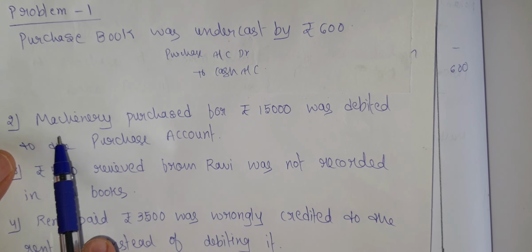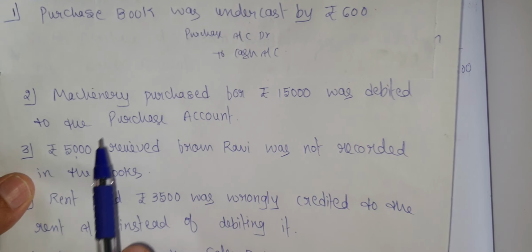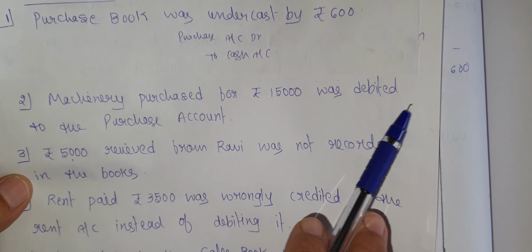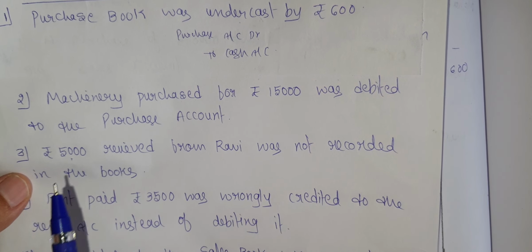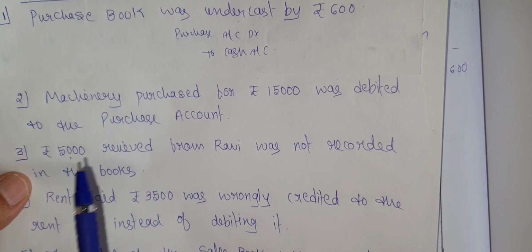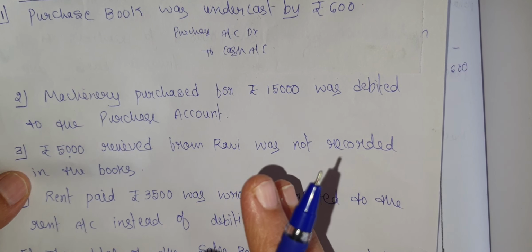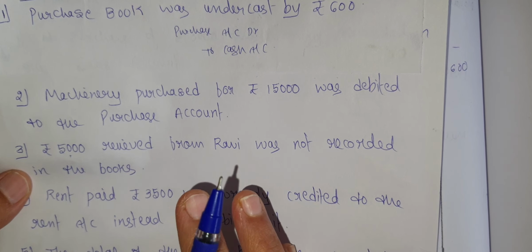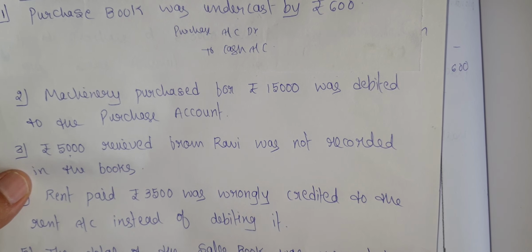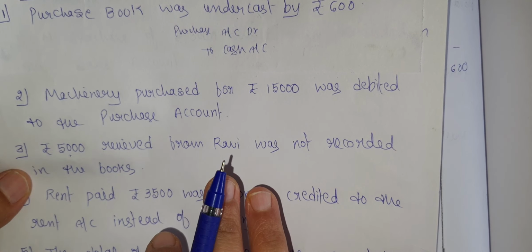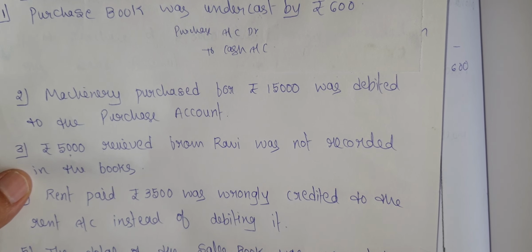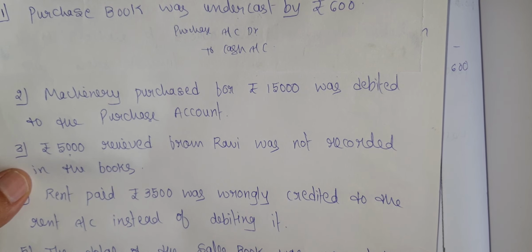Now let's see the second transaction. See here, machinery purchased for rupees 15,000 was debited to the purchase account. Here we purchased the machinery, means that is a fixed asset. Means we have to debit the machinery account, not the purchase account. But here what is the error they have made? That is, they debited the purchase account. It is the error in this problem. Now let's solve the problem.